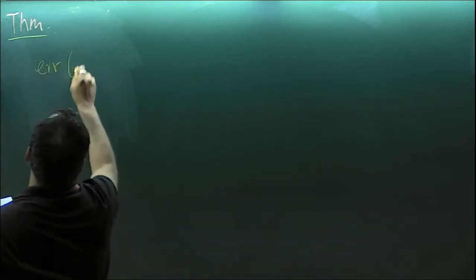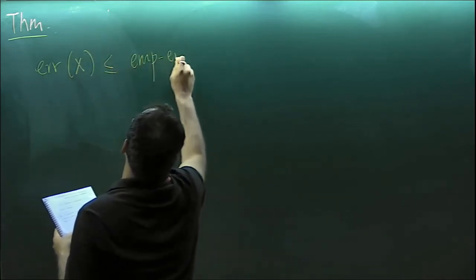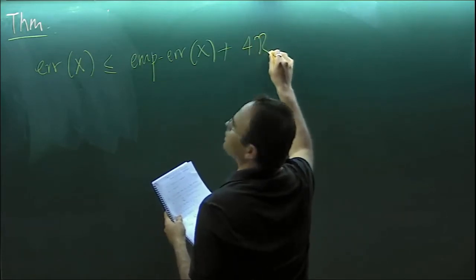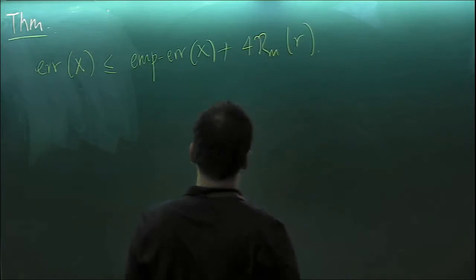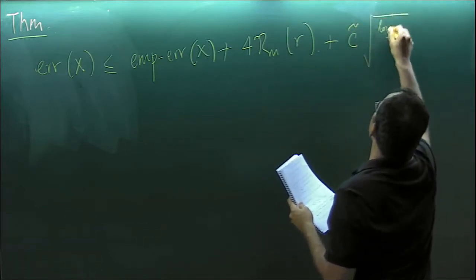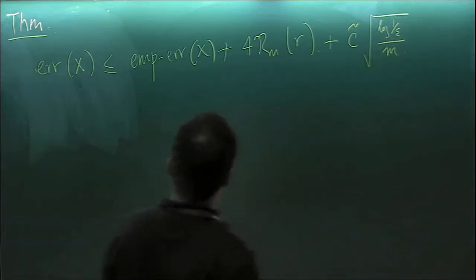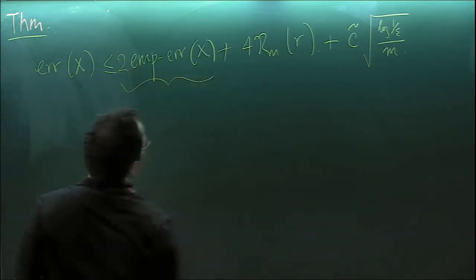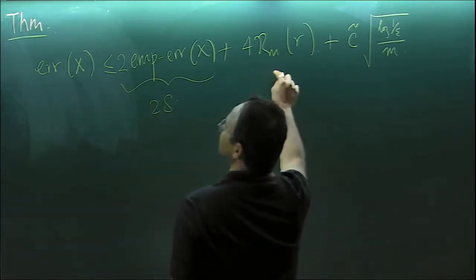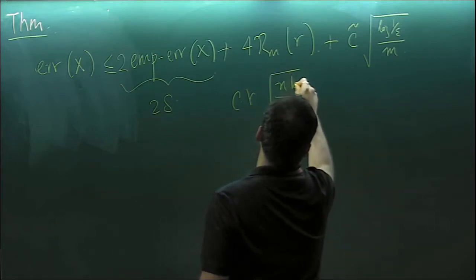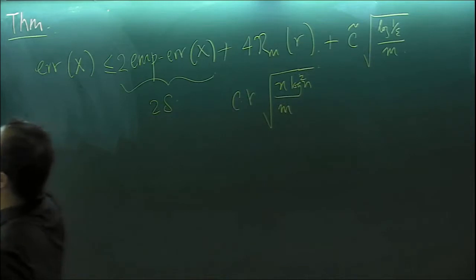What the basic result says is that error in X is less than or equal to empirical error in X plus, let's say, a constant times the Rademacher complexity of the nuclear norm, plus some constant times delta. So this is my error. Delta is the bound on empirical error. I think there's a 2 here, I missed it. Let's say 2 delta. This one is R times some constant times square root of n over m. I forgot some logs somewhere. There should be a log somewhere.